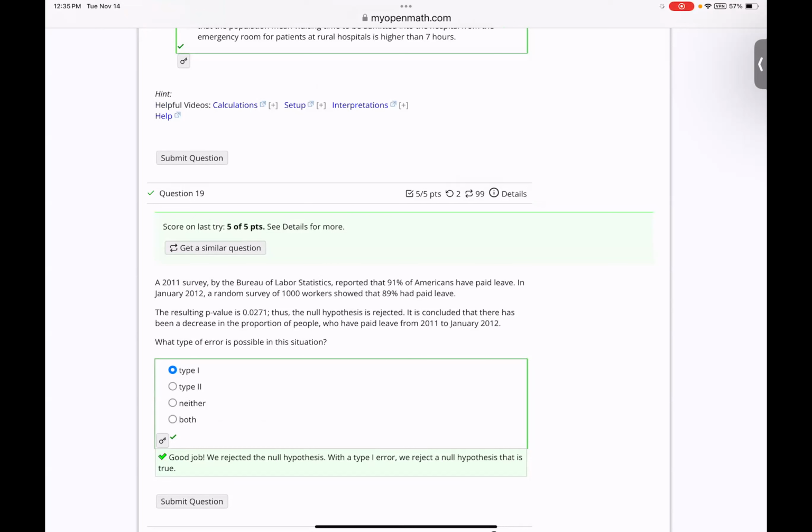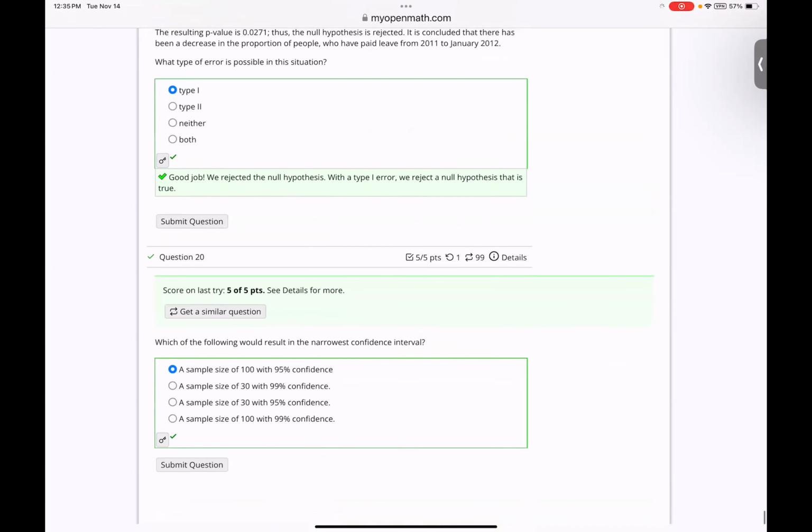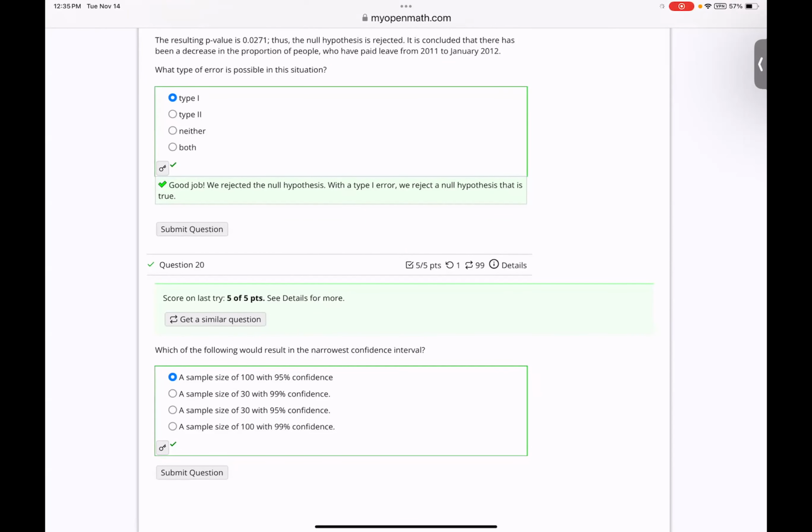Well, if you reject the null, the type of error you get is a type 1 error. A type 1 error is rejecting the null when it's actually true. So if you reject the null, the only type of error you can commit is a type 1 error. Okay, problem 20. Which of the following would result in the narrowest confidence interval?